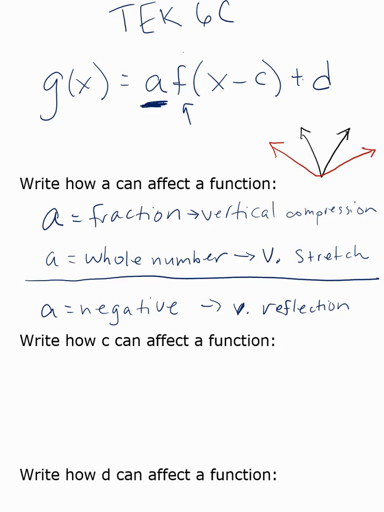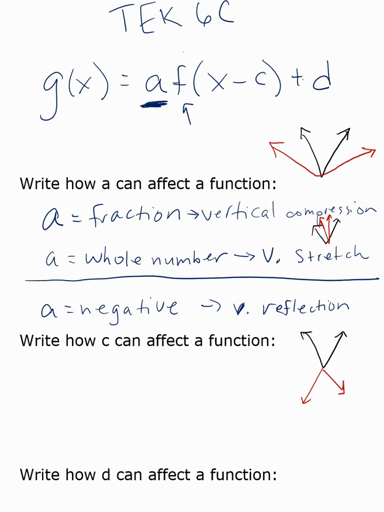A vertical stretch, let's say you have a graph that looks like this. If it's going to be a vertical stretch, you take the graph and pull on it up and down, and it's going to be skinnier. It's going to stretch. And if you have a vertical reflection, a reflection is going to flip your graph upside down. So now you have an upside down graph.